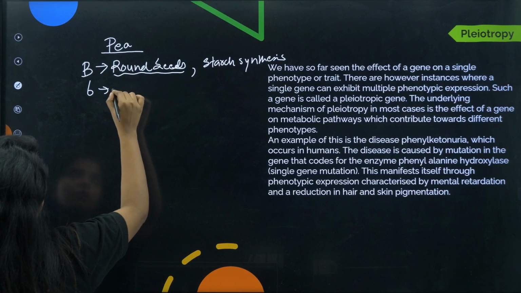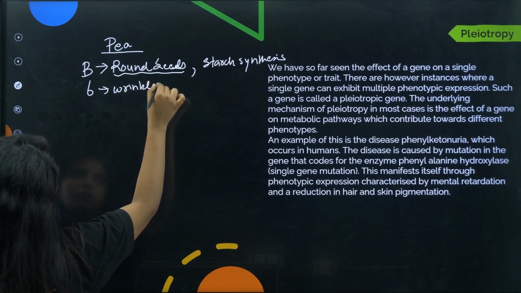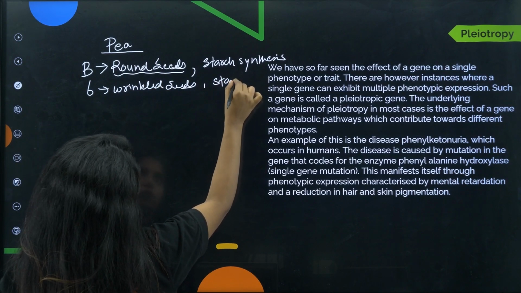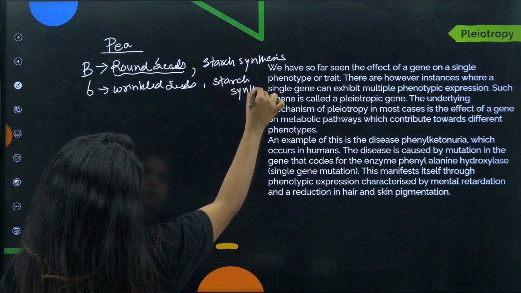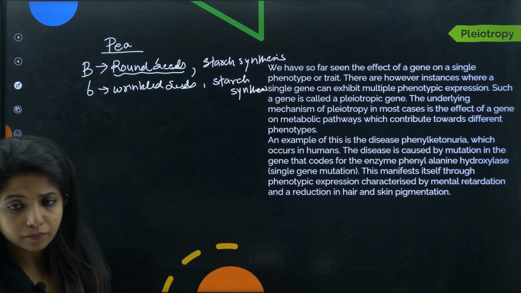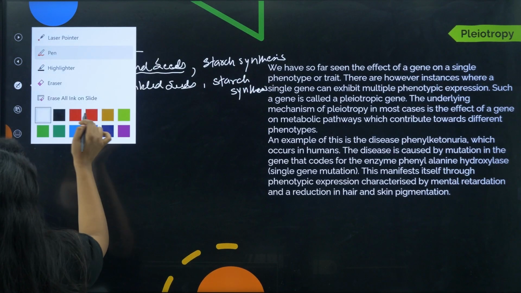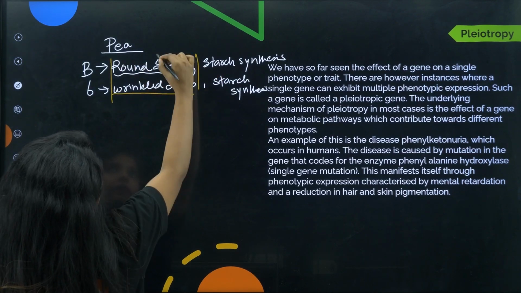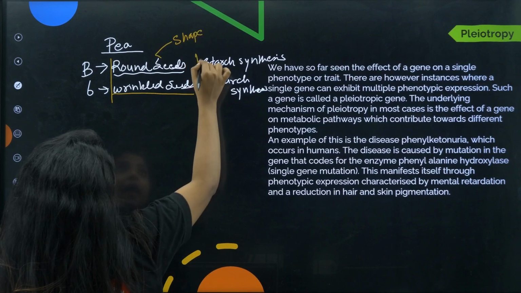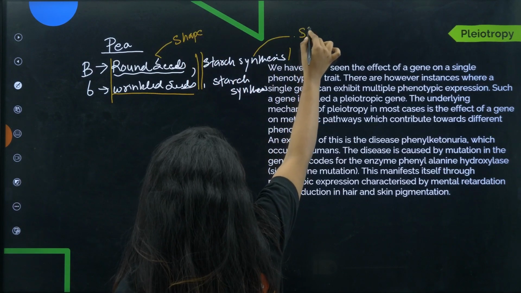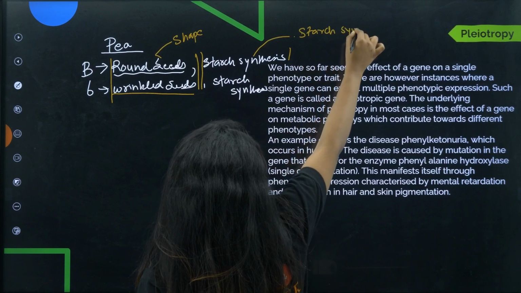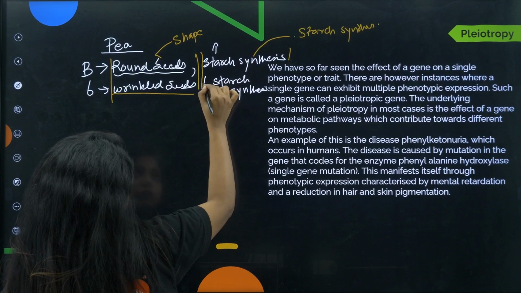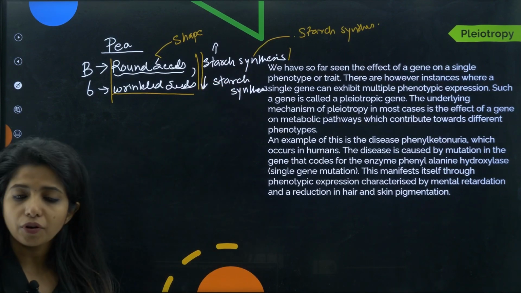Assuming it's wrinkled seeds, it is also responsible for starch synthesis. Please try to understand that this is one type of character, where you're talking about the shape, and this is another character where you're talking about starch synthesis, right? Over here, when capital B is there, there is a large amount of starch synthesis. When small b is there, there is less starch synthesis.